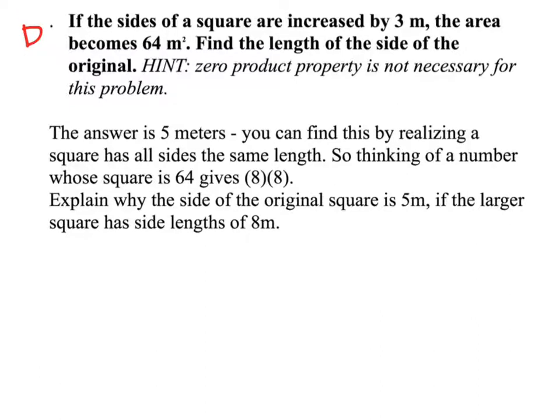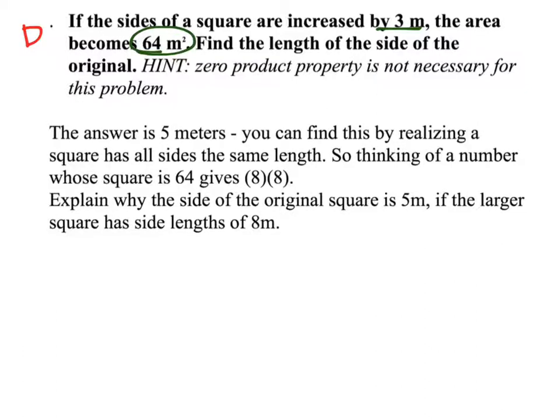D is one of those unique problems in which you don't need the zero product property to find this out. In some cases, we really don't need to use the zero product property. This is an example of one of them, indicating that if the sides of a square are increased by 3 meters, so I'm working with a square that's measured in meters, the area becomes 64 meters. So I'm just reading this problem, and I know the area is 64 meters squared, and that the side is increased by 3 meters.